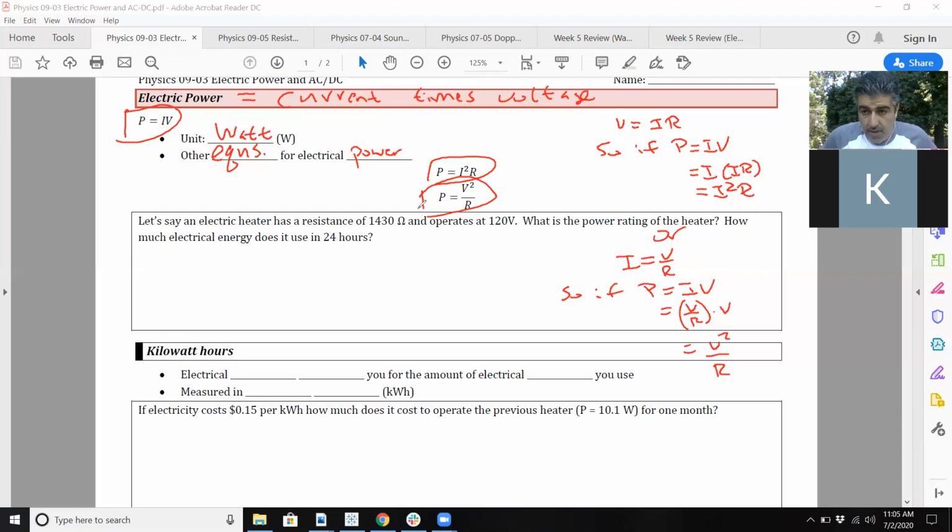So let's look at a home appliance problem. You have an electric heater. The resistance of the electric heater is 1430 ohms. It operates at that voltage. You want the power rating of that heater. And how much electrical energy does it use in 24 hours? Okay, I think that's a good problem.